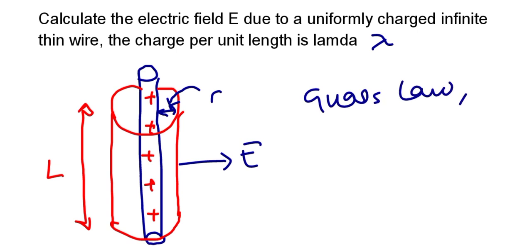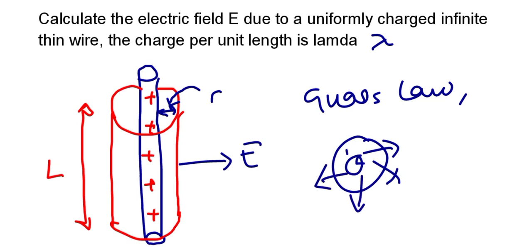Gauss law states that the total electric flux out of any closed surface. So let's have a closed surface. If there's an electric field coming out, the flow of that electric field is called the flux. So the total electric flux out of any closed surface is equal to what? The electric charge inside.